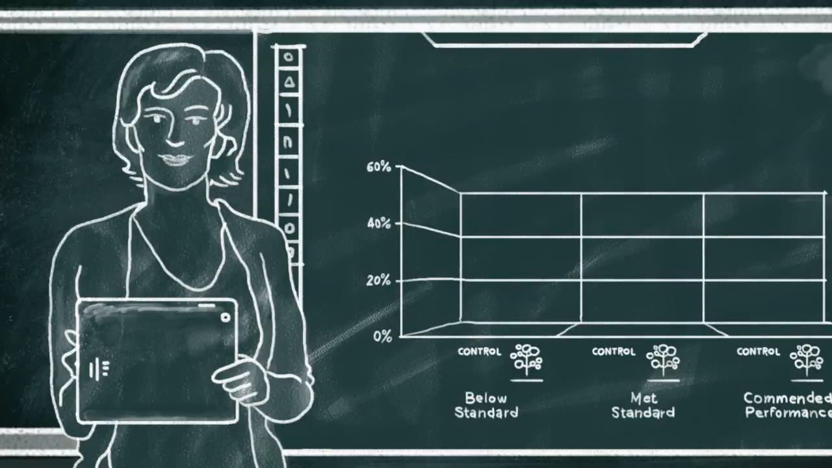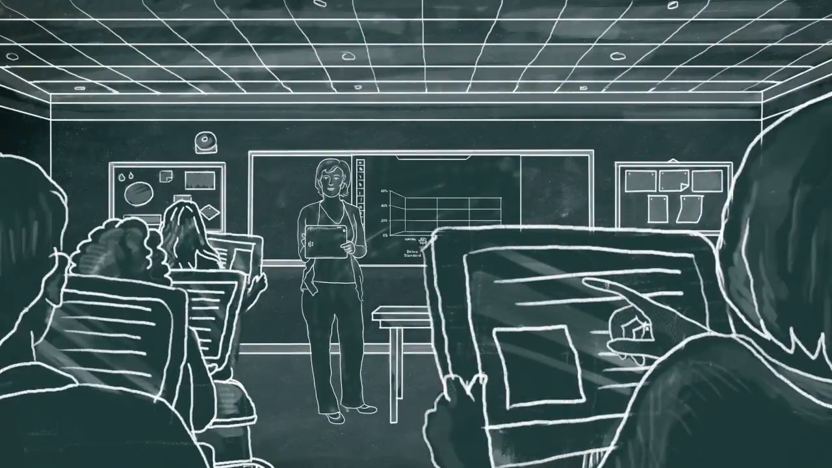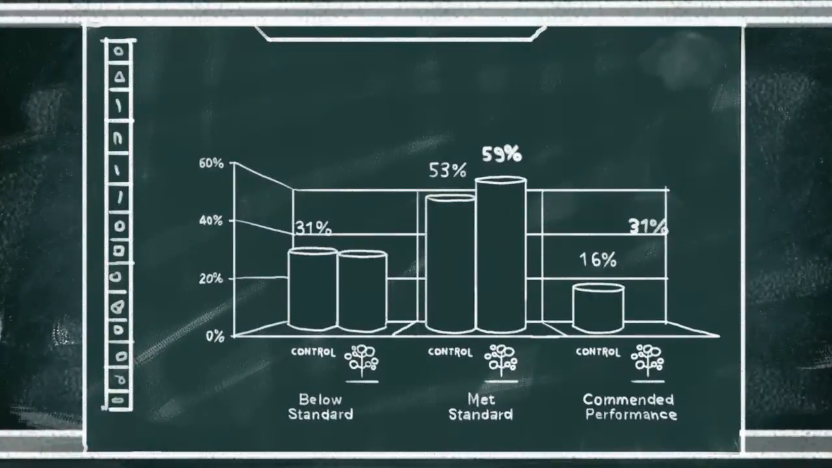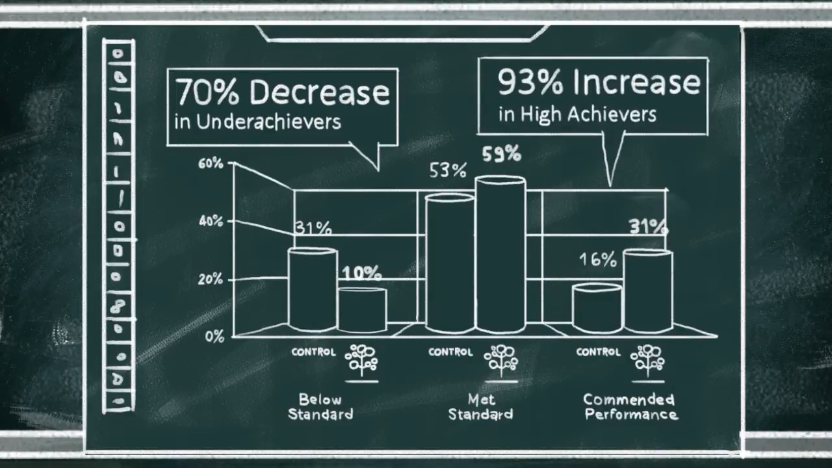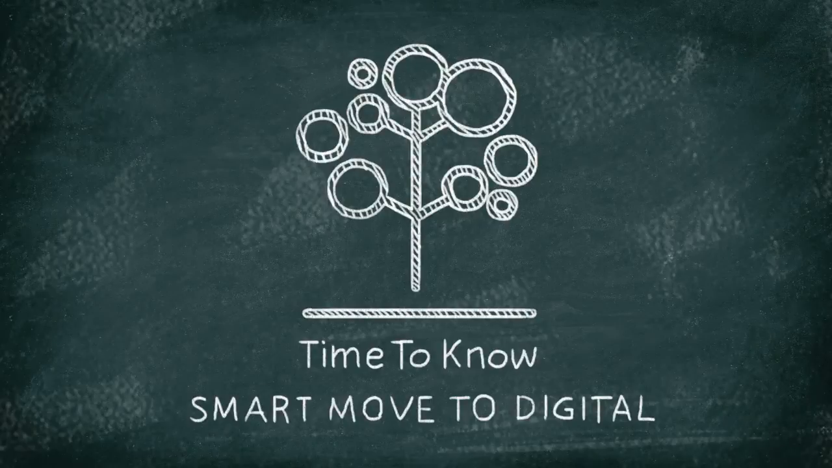Maximizing efficient teaching time in class and providing students the ability to practice in their own learning styles leads to improved results for students and teachers, decreasing underachievement and increasing high achievement. That's exactly what Time to Know has been doing worldwide since 2006.